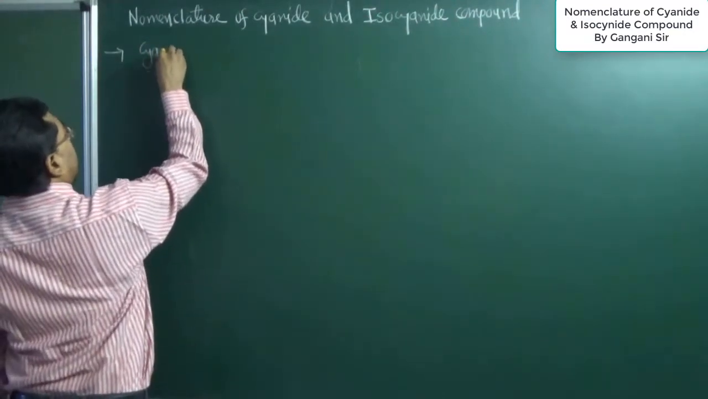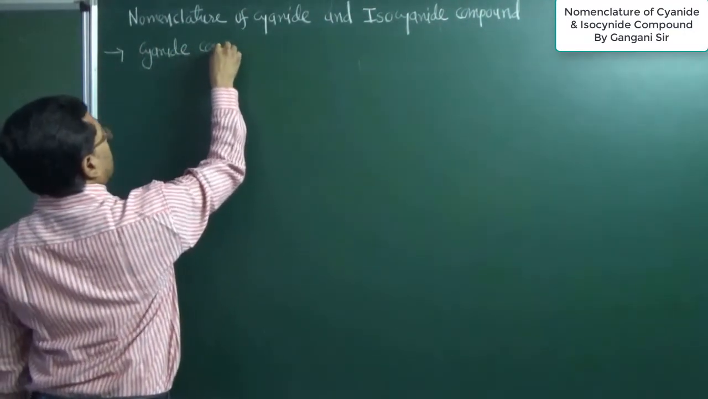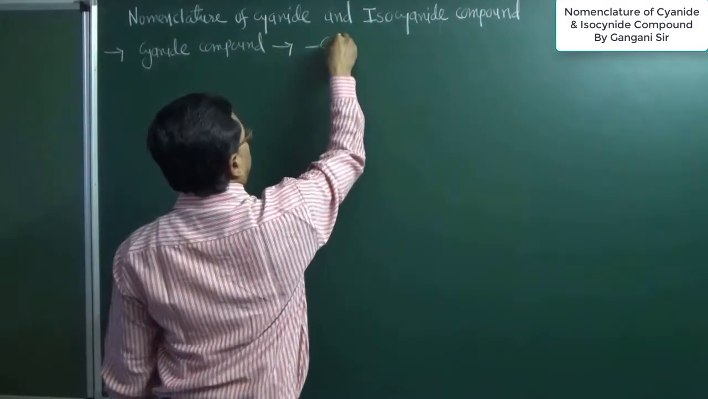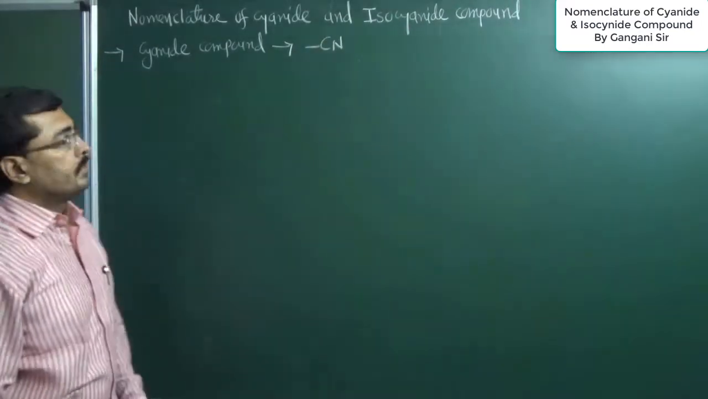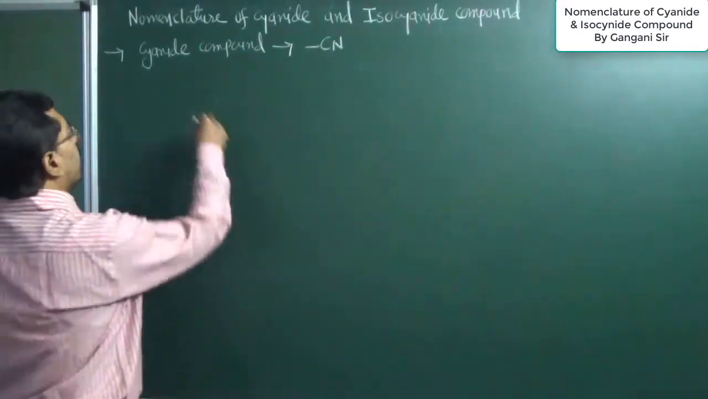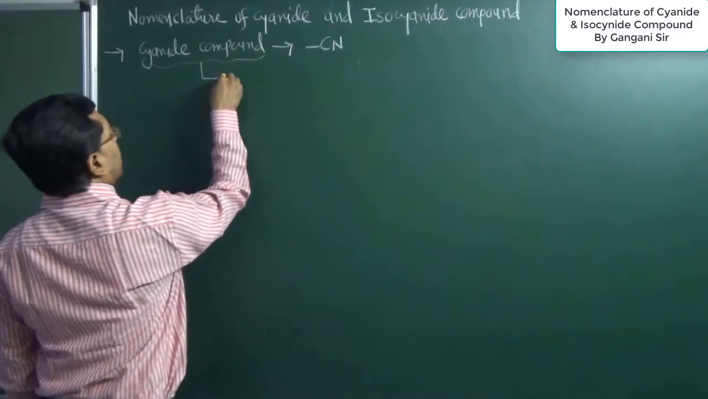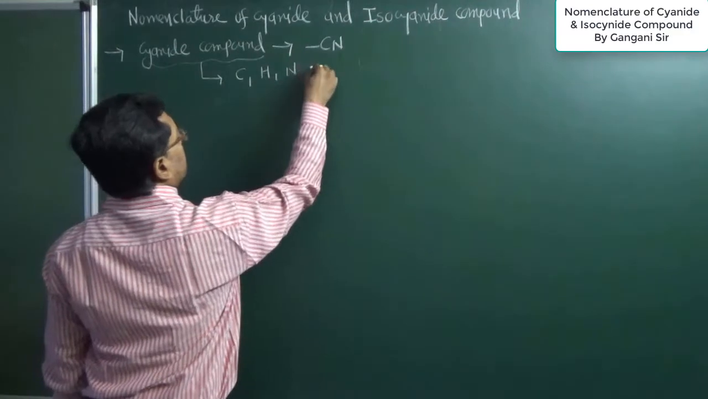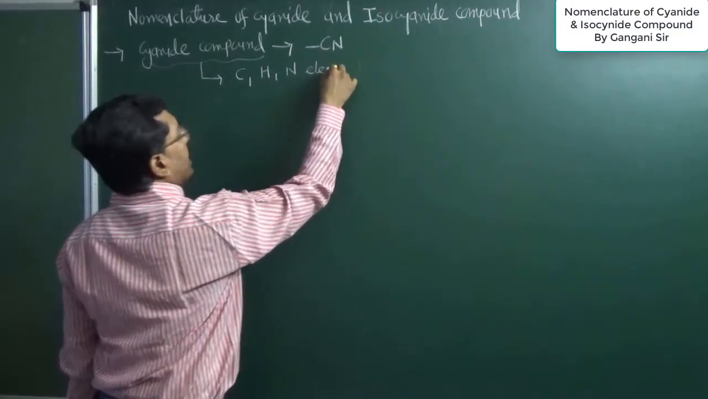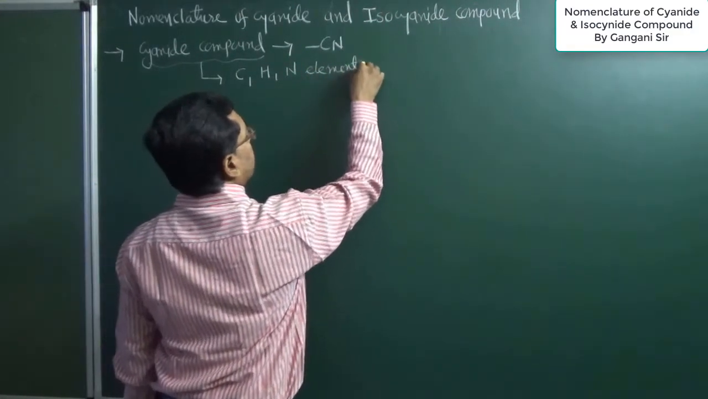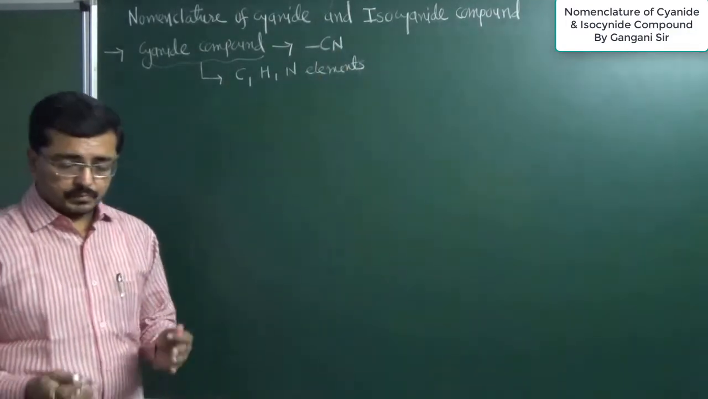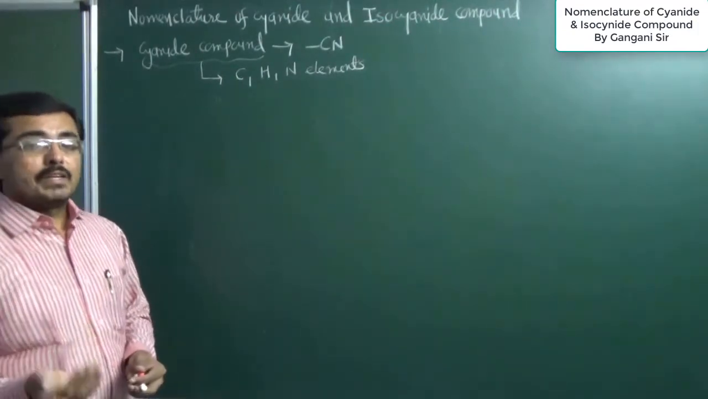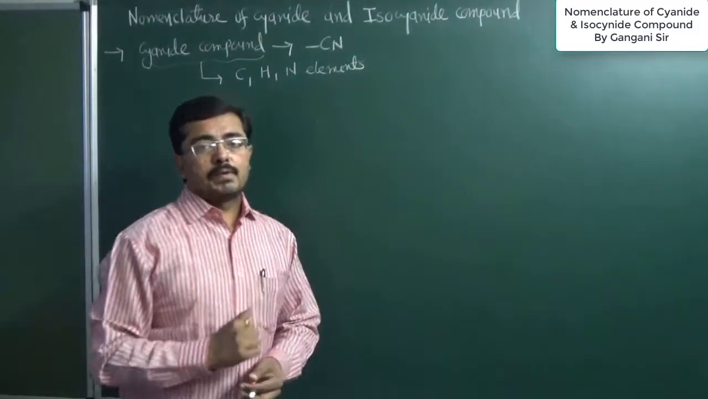So simply, when we talk about a cyanide compound, the cyanide group is present in an organic compound. Now, a cyanide compound possesses three different types of elements: carbon, hydrogen and nitrogen. These three elements are present in a cyanide compound. For nomenclature of cyanide compounds, generally we can use a suffix as well as a prefix.